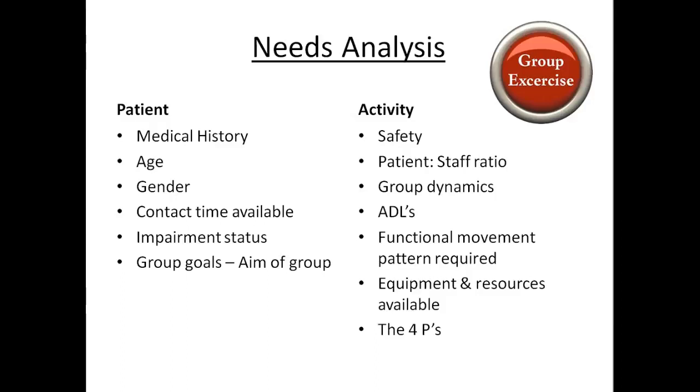In terms of activity, you've got to make sure everyone is safe. Patient safety is number one in terms of clinical governance. You've got to make sure that your patient to staff ratio is correct. That will differ between trust to trust and the dynamics and who you've got in that group. You've got to think about activities of daily living and functional movement because they're what people really need. What equipment and resources do you need?